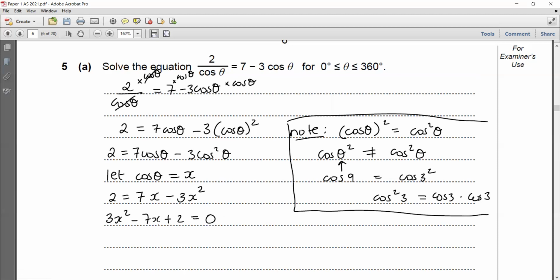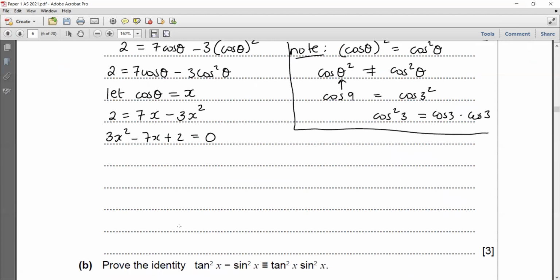So now we have a quadratic equation. We want to solve it. You can either factorize, complete the square, or use the quadratic formula. So here I'm going to factorize. I look for 2 numbers. When I multiply them, the answer is 6, because 3 times 2. And when I add them, the answer is negative 7. So that's negative 6 and negative 1. So then I break up this negative 7 as negative 6 and negative 1.